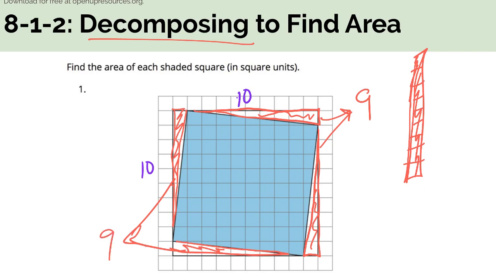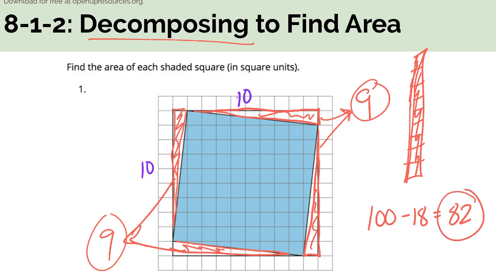And the same thing over here. These two are going to have a total area of 9 right here. So my outer square has an area of 100, that's 10 by 10. I'm going to subtract off 18 because of these two areas of 9, and that's going to give me 82 for my area of the square.